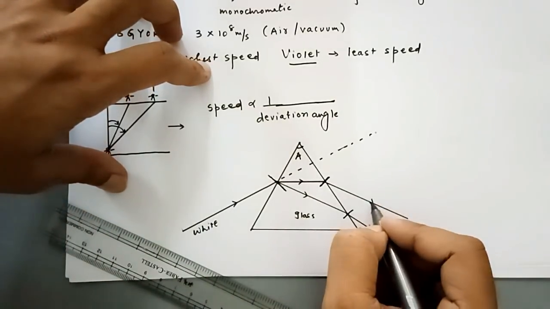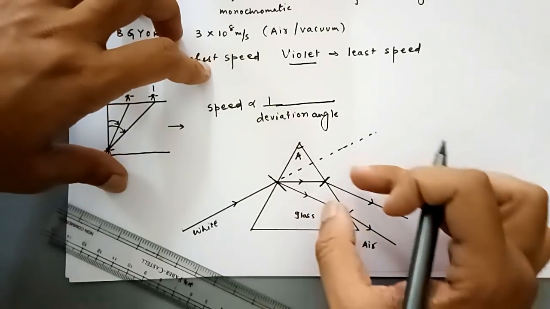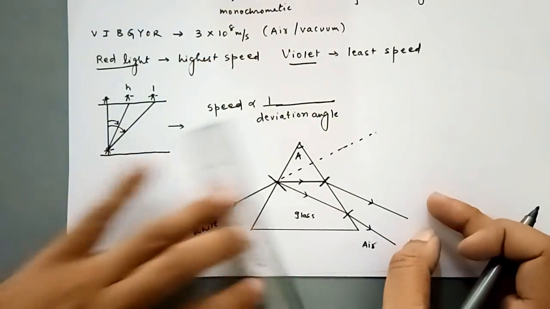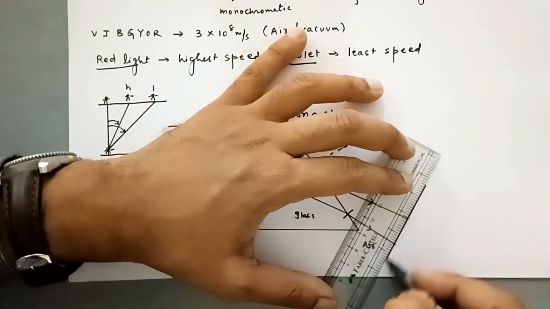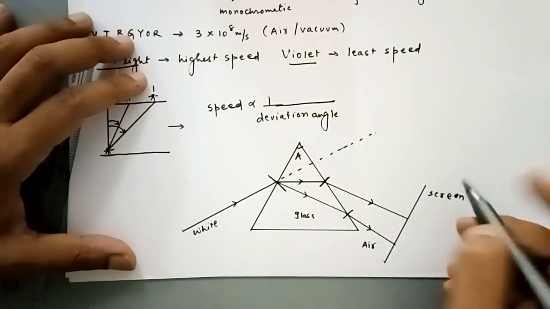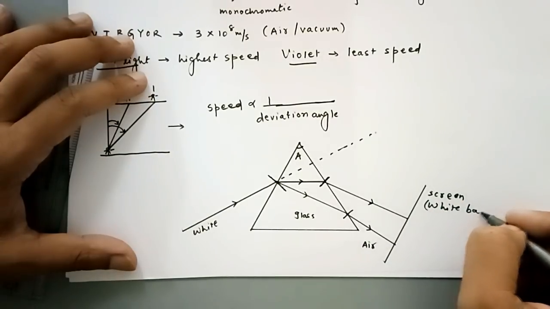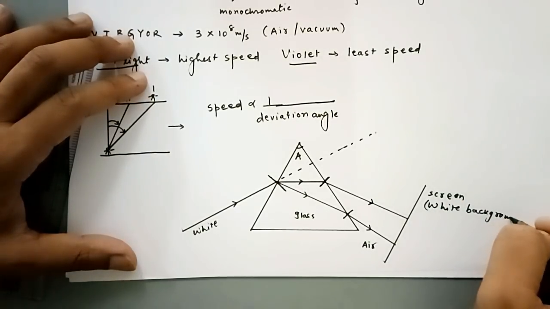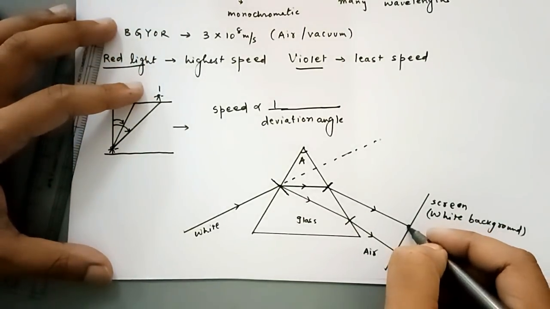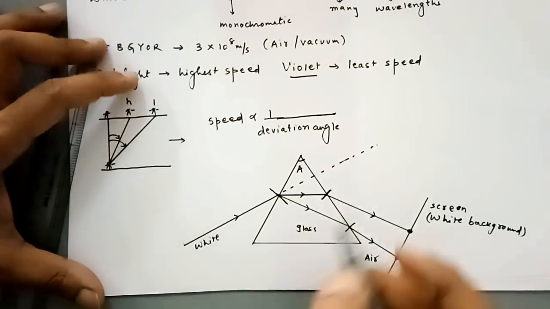Now in this case, all these 7 colors are being split and deviated by different amounts, so they are not going to meet. So all 7 colors can be seen here differently. If you have a screen, that is generally a white background, let us call this a screen. So here we have one color, here we have the last color, and all 5 are present in between.